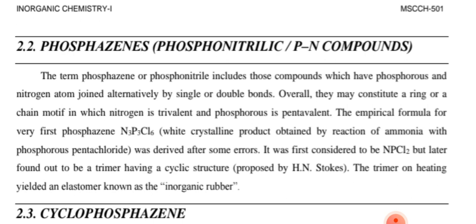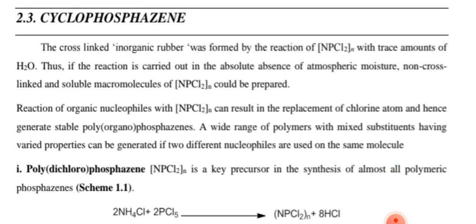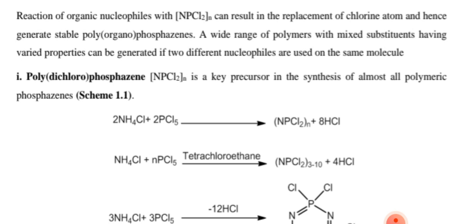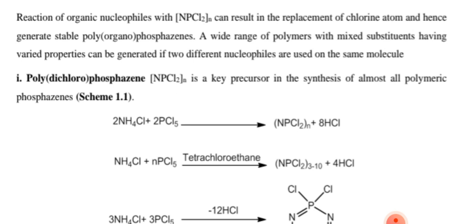NPCl2, but later found out to be a trimer having a cyclic structure, as proposed by H. N. Stokes. The trimers on heating yielded elastomers known as inorganic rubbers. Cyclophosphazenes, the cross-linked inorganic rubbers, were formed by reaction of (NPCl2)n with a trace amount of H2O. Thus, if the reaction is carried out in the absolute absence of atmospheric moisture, non-cross-linked and soluble macromolecules of (NPCl2)n could be prepared.